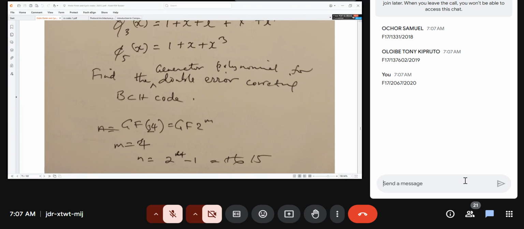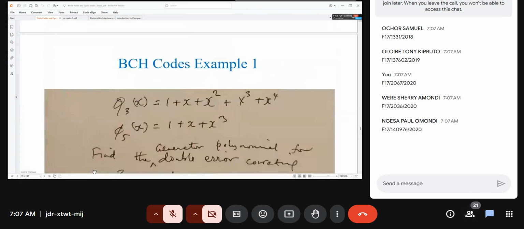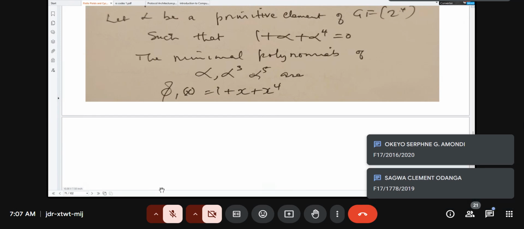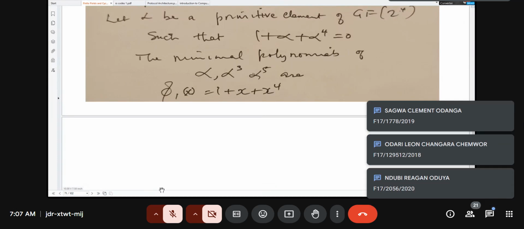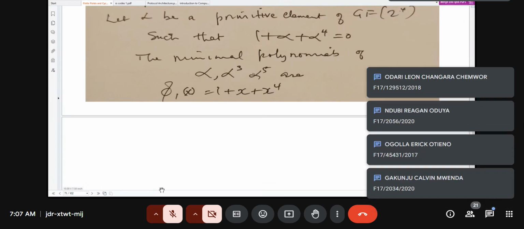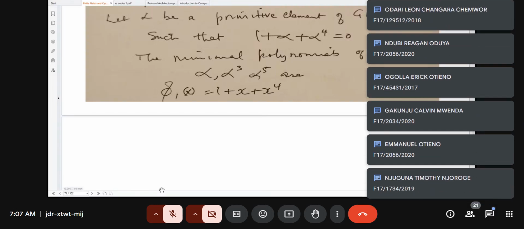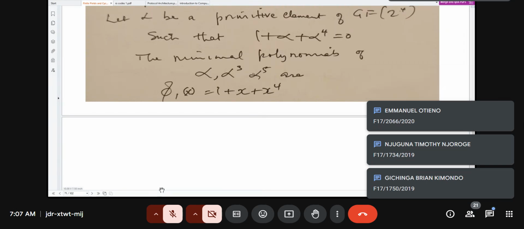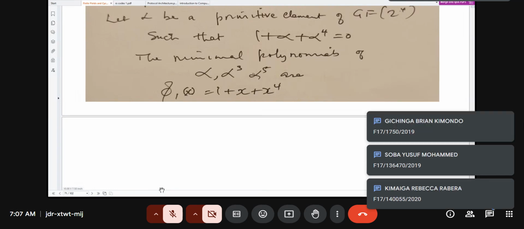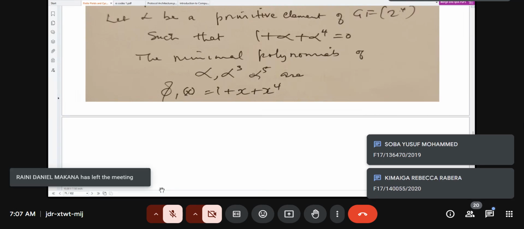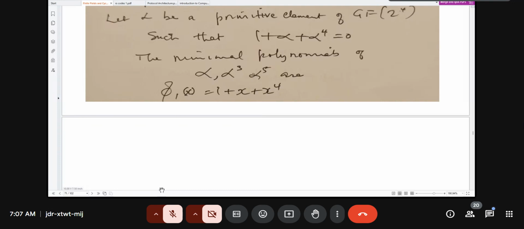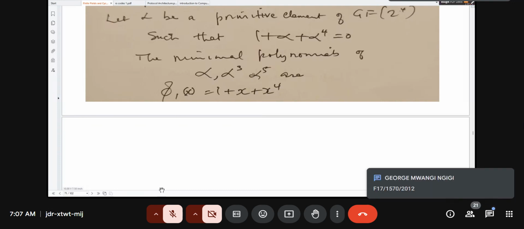Now, I think the last two lessons we were looking at fields. That was our interest. And actually, we were more interested in the Galois fields, which are the finite fields. And you saw how we used it to create very powerful error correcting codes.